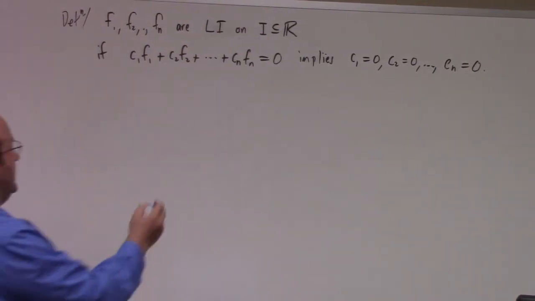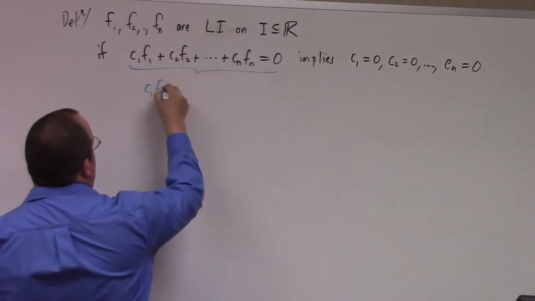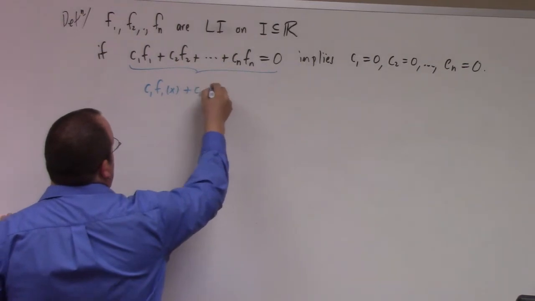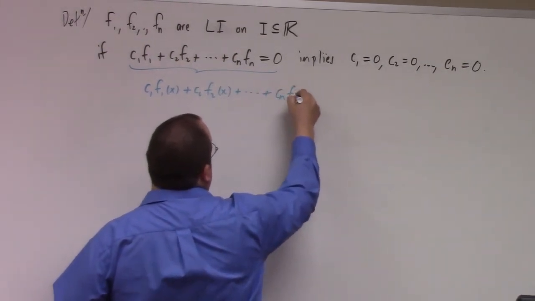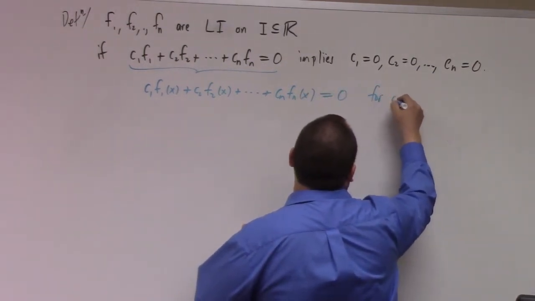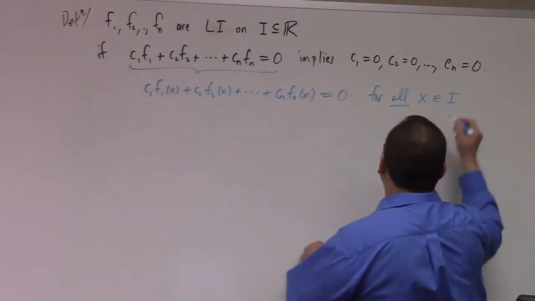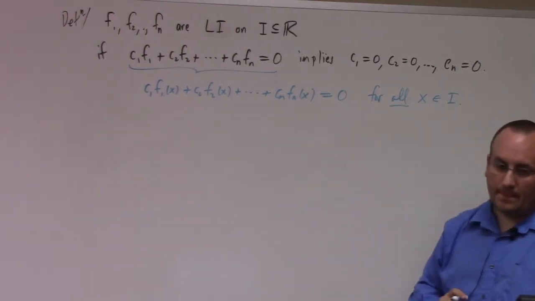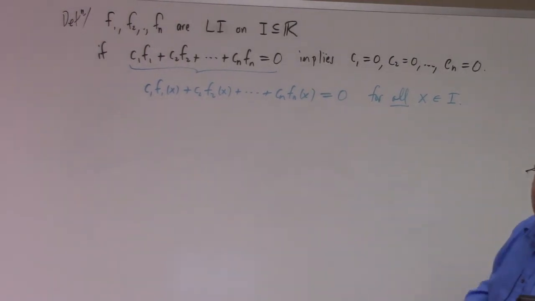So to be completely honest, what this really is: C1 F1 of x plus C2 F2 of x plus ... plus Cn Fn of x equals 0 for all x in the interval I. So linear independence of a set of functions is always properly measured with respect to some interval of real numbers.